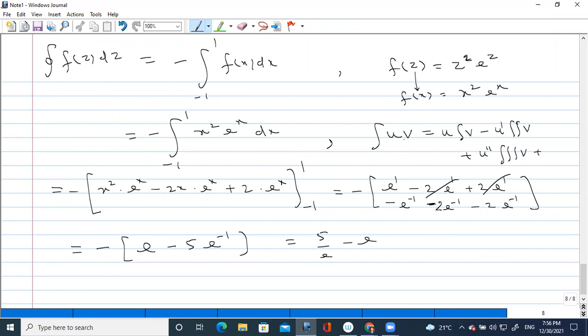And whenever an analytic function is given, no residue will be there because no pole is there. So directly you can take residue as 0. So in such type of question, they always give you an analytic function.